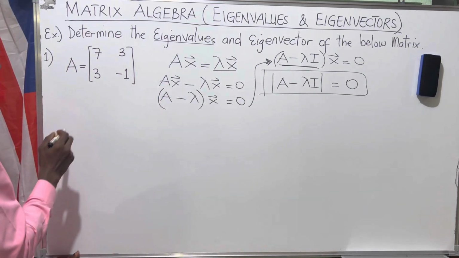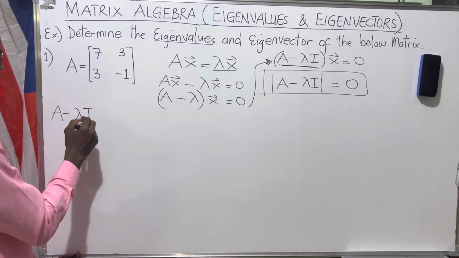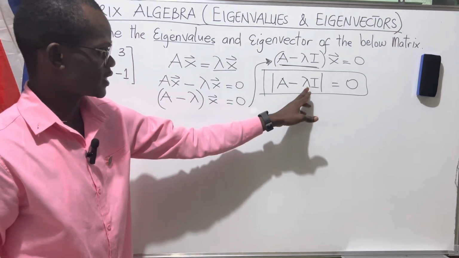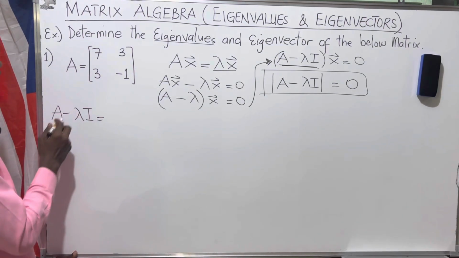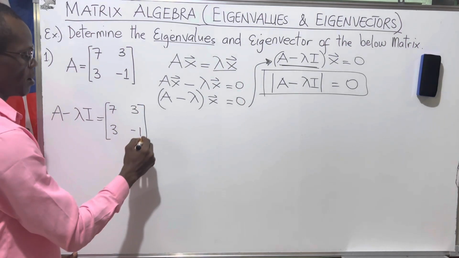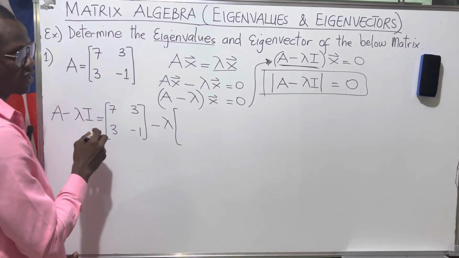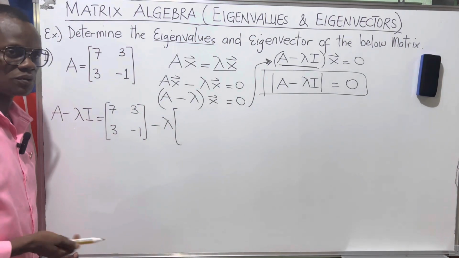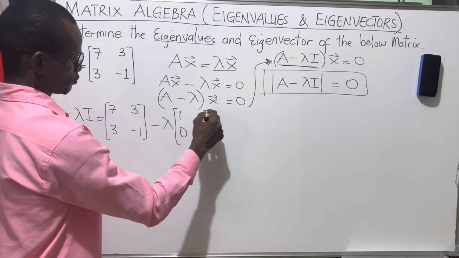So let's work with that. We have A minus lambda I. We want to deal with what is within first. When we have subtracted this matrix from this one, then we can find its determinant. To do that, we have matrix A to be this 2 by 2 matrix, which is 7, 3, 3, minus 1, minus lambda. Then we have the identity matrix now. Since this is a 2 by 2 matrix, the identity will be a 2 by 2 matrix. If this was a 3 by 3, it would be a 3 by 3 matrix as well. So we have 1, 0, 0, 1.